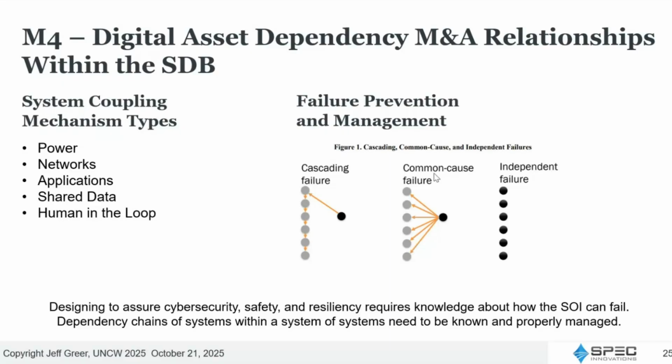But then some things are interconnected or coupled with networks, although some can be standalone, like real-time embedded systems. You can have integrated applications, sometimes with shared data, and then ultimately there can be a human in the loop that needs to couple some systems. So what's important here, when you understand the coupling mechanisms and you're looking at all the assets that are involved, is how to understand failure prevention and management strategies, right?